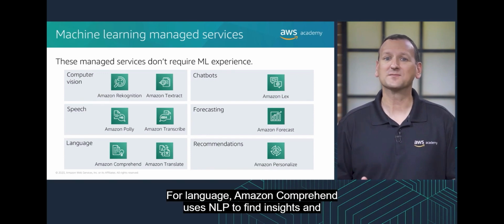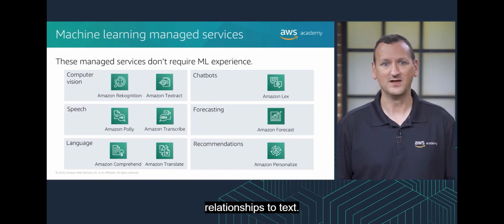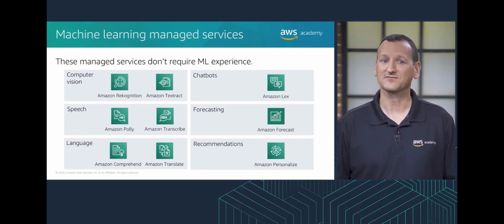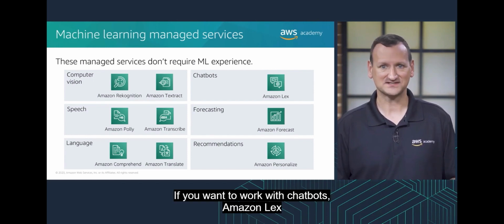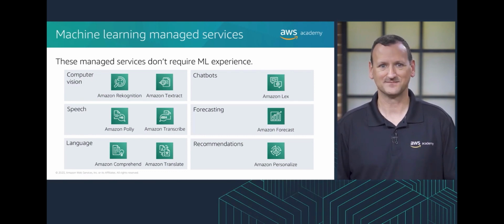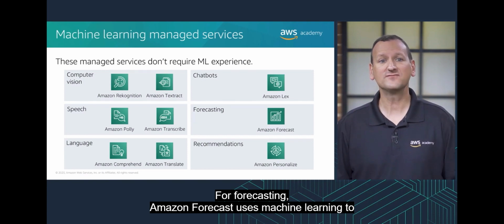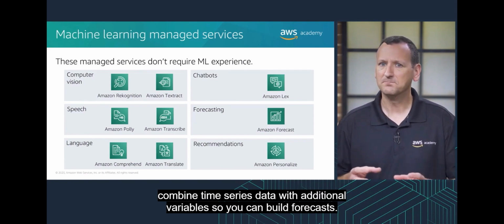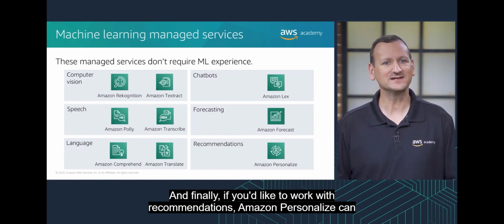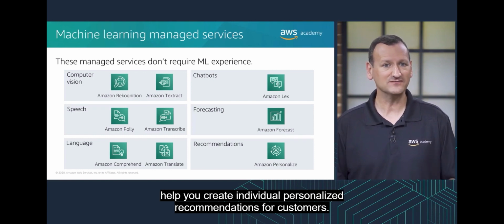For language, Amazon Comprehend uses NLP to find insights and relationships in text. Also, Amazon Translate can translate text into different languages. If you want to work with chatbots, Amazon Lex helps you build interactive conversational applications that use voice or text. For forecasting, Amazon Forecast uses machine learning to combine time series data with additional variables so you can build forecasts. And finally, if you'd like to work with recommendations, Amazon Personalize can help you create individual, personalized recommendations for customers.